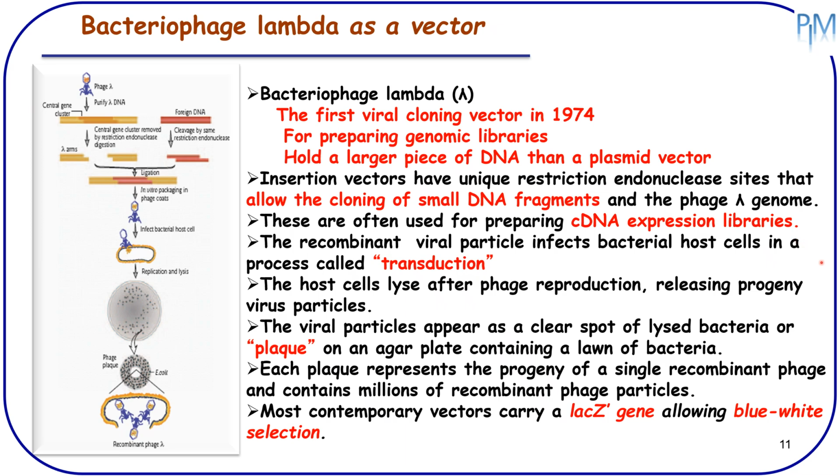When the recombinant viral particle infects bacterial host cells, it is called transduction. After phage reproduction, the host cells lyse and release progeny virus particles. You can actually see these viral particles as clear spots of lysed bacteria, or so-called plaques, on an agar plate containing a lawn of bacteria. Each plaque represents the progeny of a single recombinant phage and contains millions of recombinant phage particles. Most contemporary vectors carry a lacZ gene, allowing for blue-white selection.